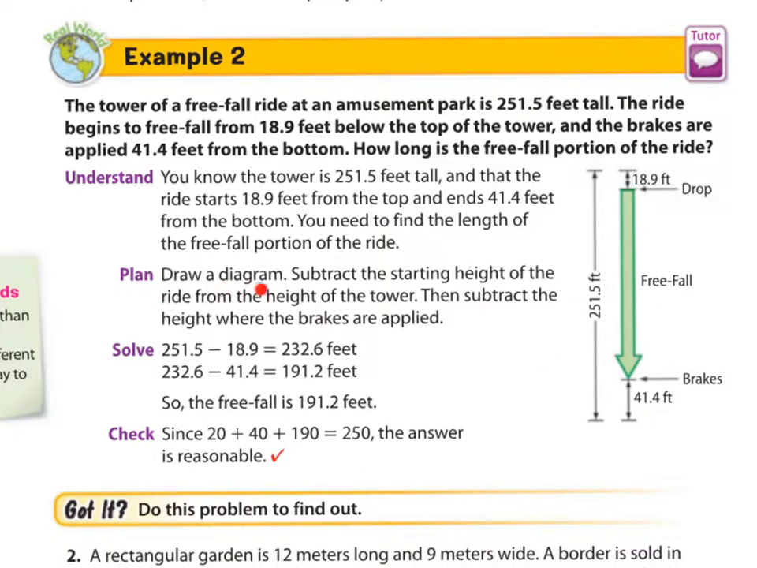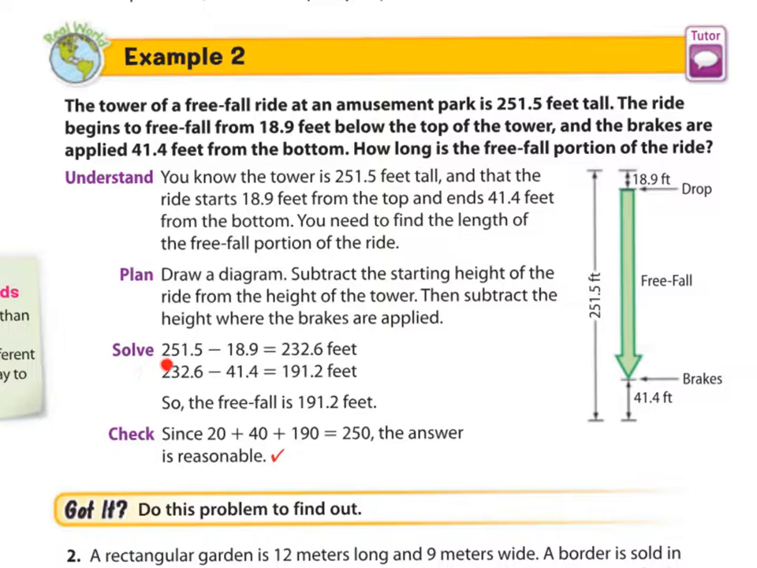Plan, draw a diagram. Okay, yeah, you can draw a diagram, but I think a lot of us are just able to work out the numbers. Subtract the starting height of the ride from the height of the tower, then subtract the height from where the brakes are applied. So they're asking you to do two subtractions. What I would have done is added the 2 and subtracted only one time from the entire amount.